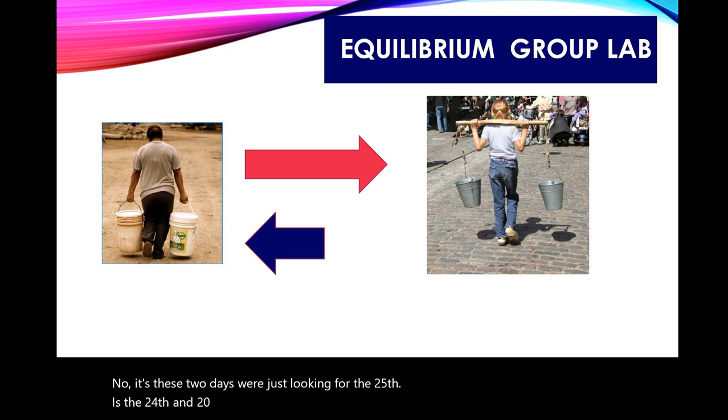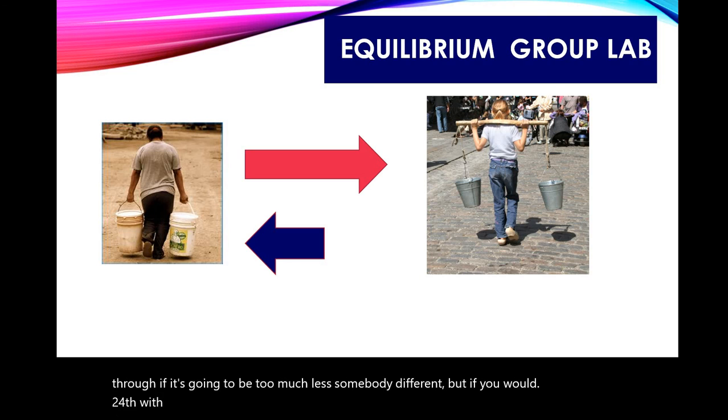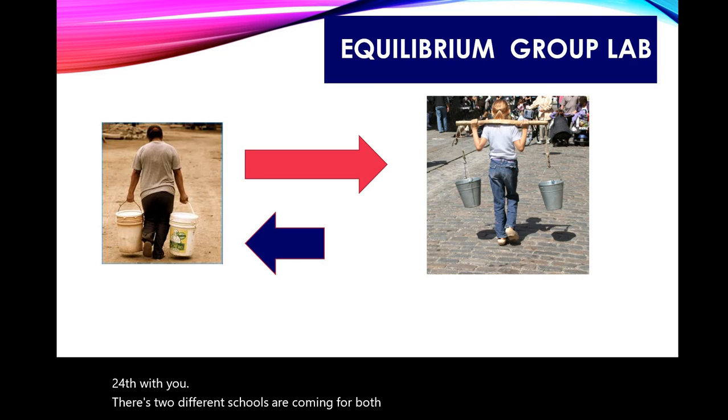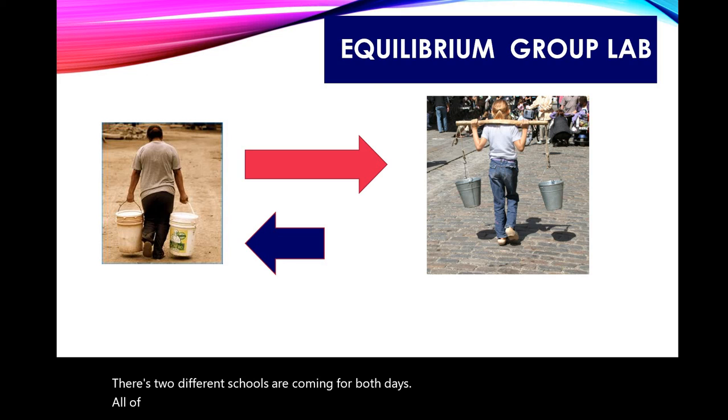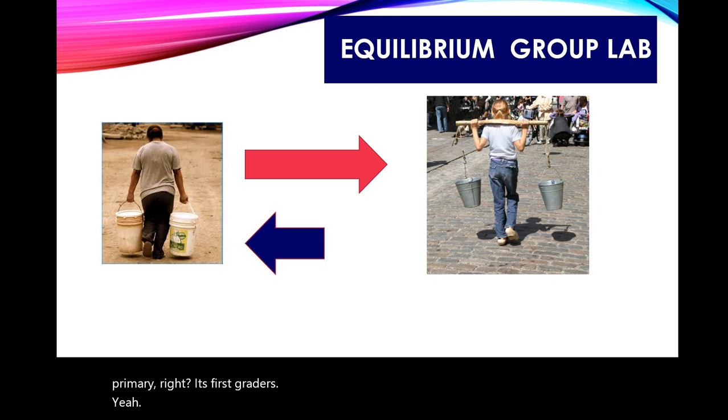Those 2 days, we're looking at having those little first graders come through. If it's going to be too much, we'll ask somebody different. But if you would. We can do it. Okay. The 24th would be the better day for me. Well, it's for both days. Okay. Yeah, both days. Right. Two different schools are coming for both days. But you're not going to see all of the groups. We have so many kids in these schools now. We had to break them in half. It's primary, right? Yeah, it's first graders. Because we're going to do fingerprinting. But the second day is chemistry and biotech, so maybe we'll have a look at microscopes. Perfect. Whatever works for you.